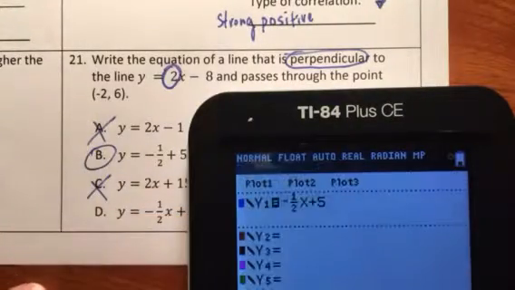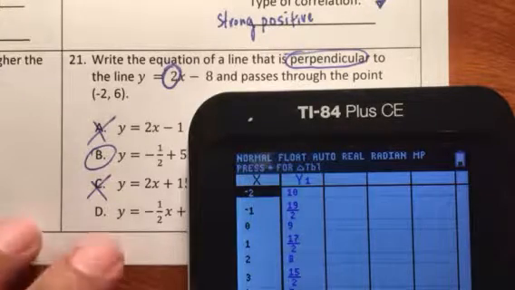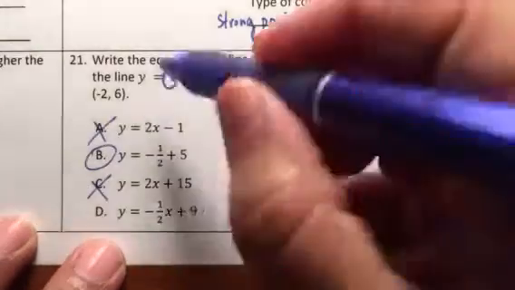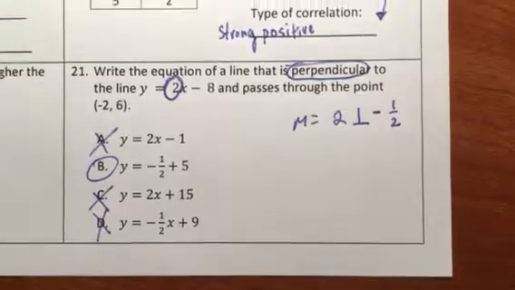And again, just like before, I'm going to make sure that I didn't mess up somewhere. So -2, 10. Okay, so B is the only one that has that point. So there's my answer. All right. Next problem.